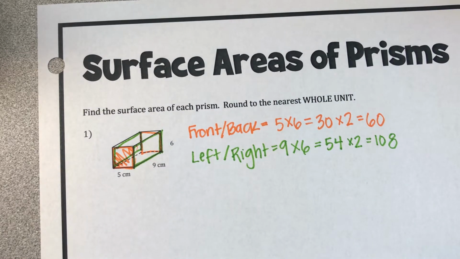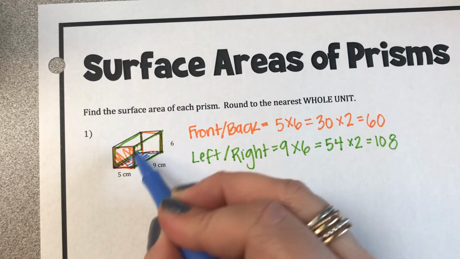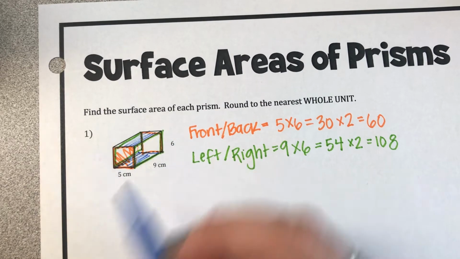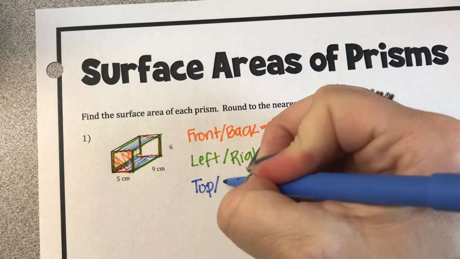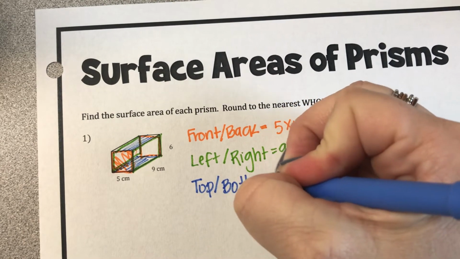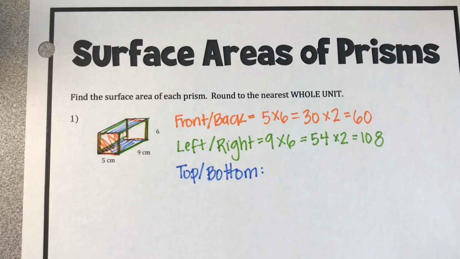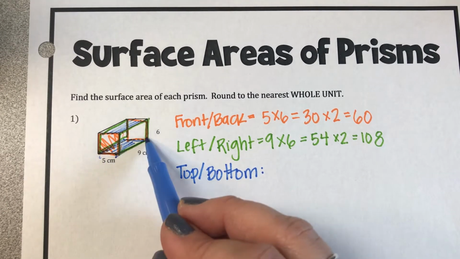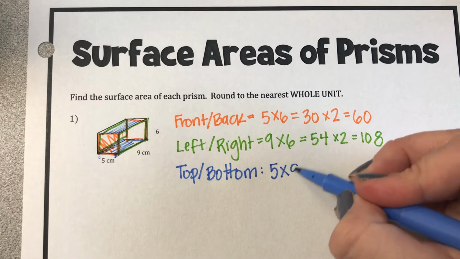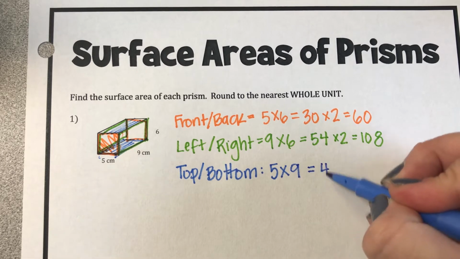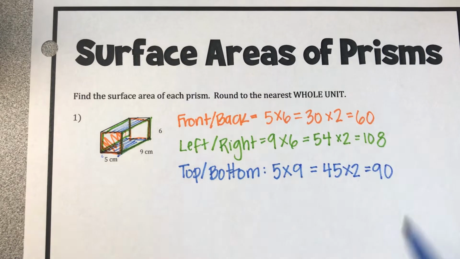Okay, and then the last, what's left? What do I have to find? The bottom and the top. This is like a hot mess looking thing now, but we have the top and the bottom. Okay, and what are the dimensions of each of those? 5 across, 9 tall, right? Length and width, 5 and 9. So that's 45. There's 2 of them, so that's 90.